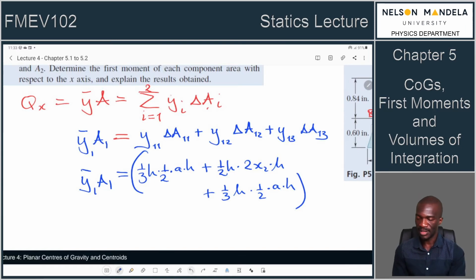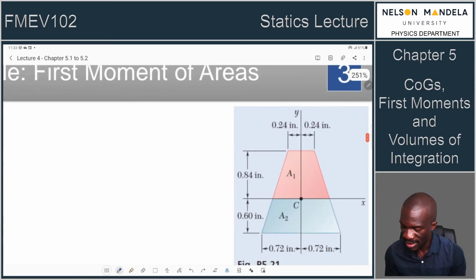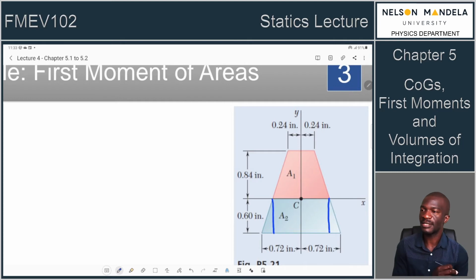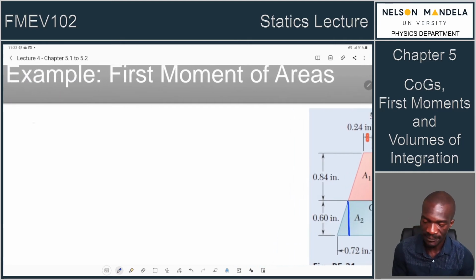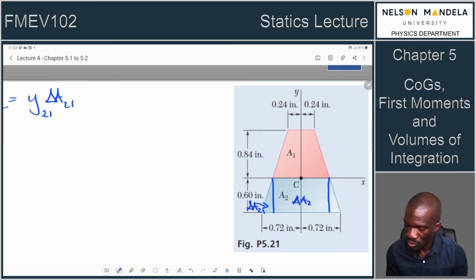If you're looking at the bottom object, the method is the same. So this time you'll be constructing your y2 bar A2 equal to the sum of y21 delta A21 and so on. So what is our A21? Maybe you can name it as that one. So that's your delta A21. The big one here will be your delta A22 and your delta A23.